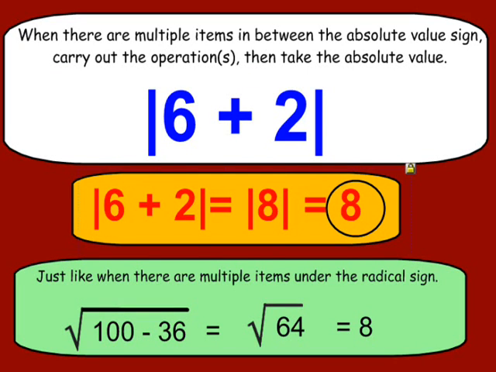Now, you might see this. Sometimes you'll see a couple of different operations inside the absolute value sign. What you need to do then is carry out the operation first, such as in this example, 6 plus 2 is 8. Then you take the absolute value of whatever's inside the absolute value symbols.